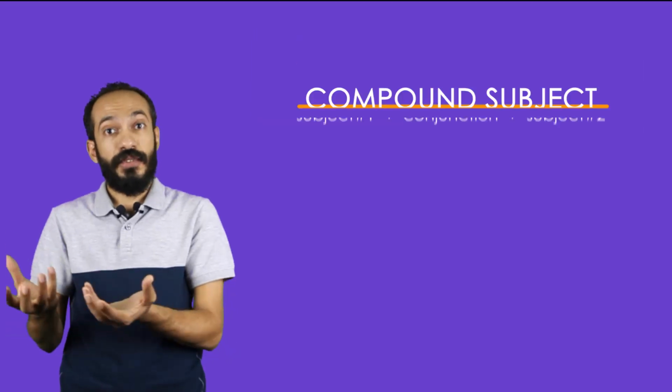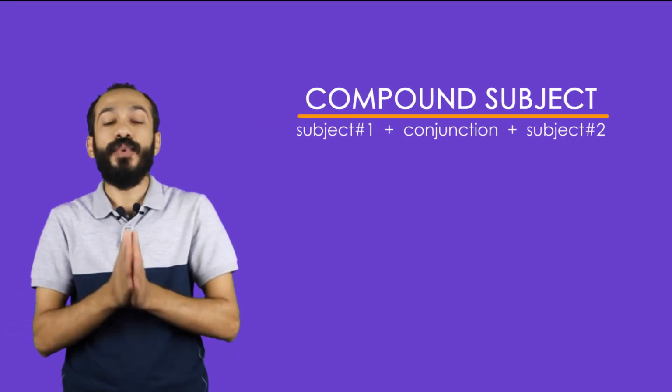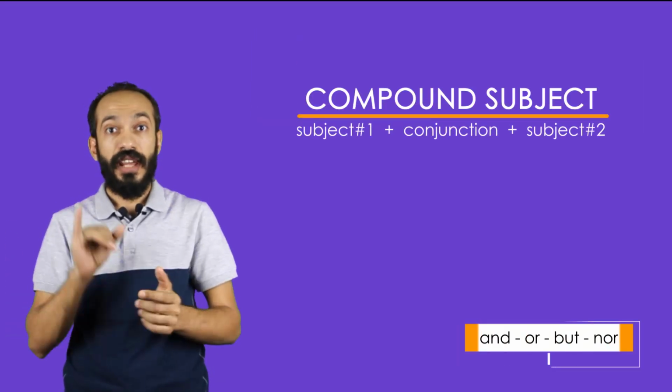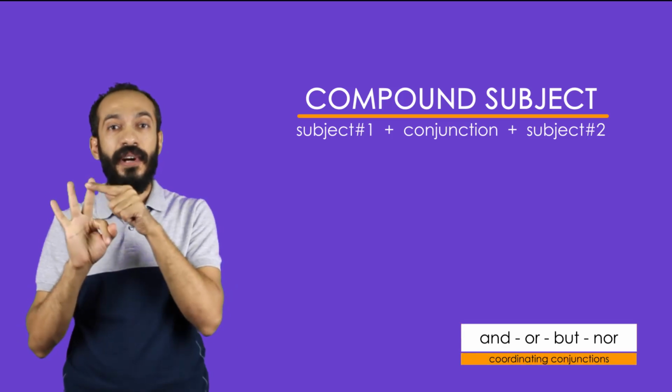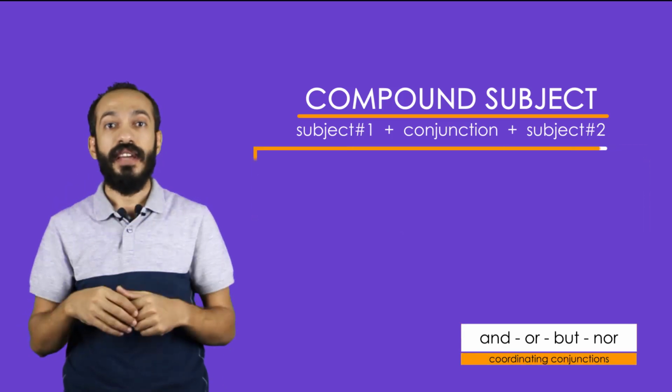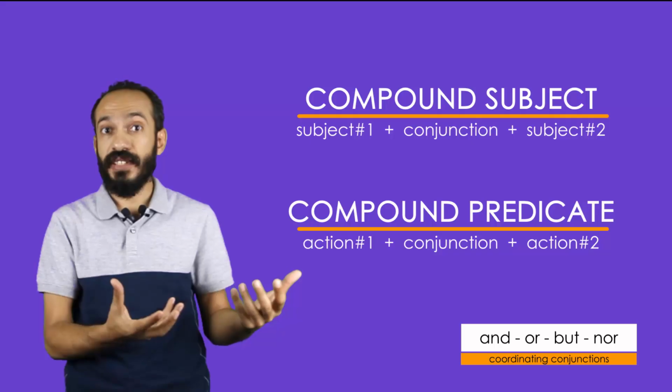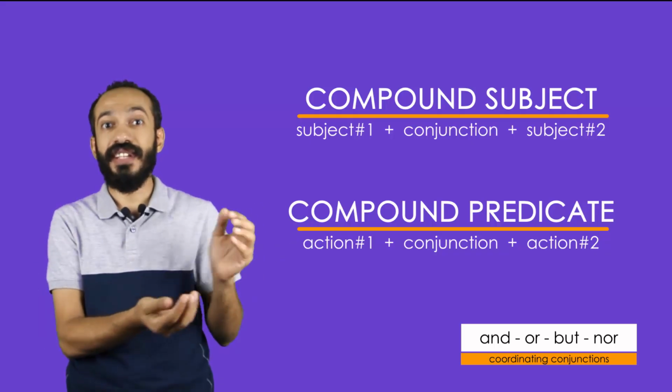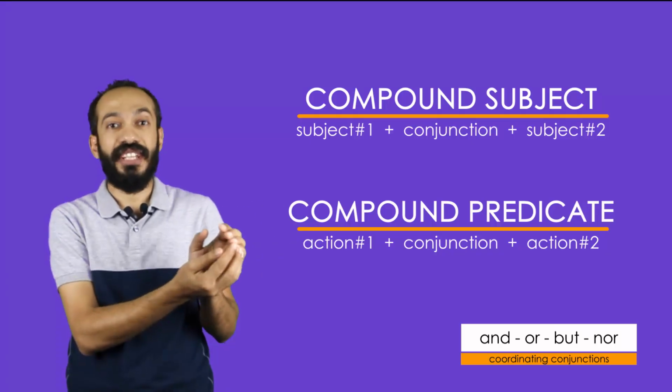There is a third type of subject and predicate. It's called the compound subject and the compound predicate. A compound subject is basically two subjects connected together with a coordinating conjunction. And, or, but, nor. One of those four. A compound predicate is basically two actions connected together with a coordinating conjunction.